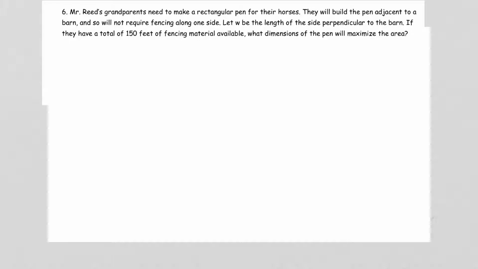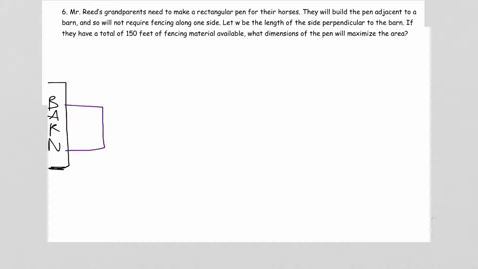Let's say that our barn is like this thing right here. That will be our barn. Okay, and what are we doing? We're building a pen adjacent to it, and we're saying that we're going to use the barn as part of the side of this pen area. So it's going to be something coming out like that. This is your classic river problem. So let's keep reading and label some things.